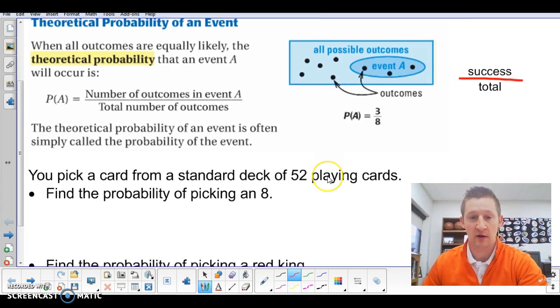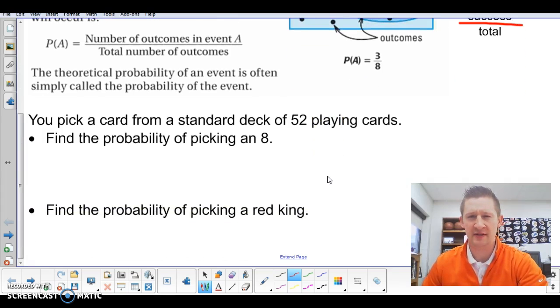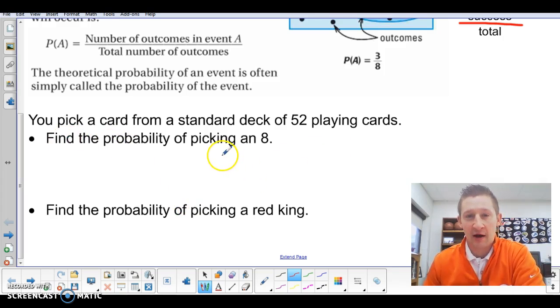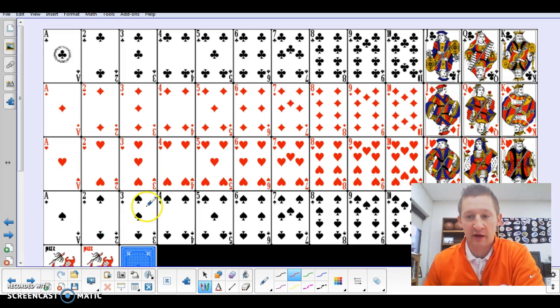A lot of times when we deal with probability, we're going to be looking at cards. The first question says, you pick a card from a standard deck of 52 playing cards. What is the probability of picking an 8? Now, some of you may not be super familiar with cards, so I'm going to take a look at this diagram briefly. This shows all the cards in a full 52 card deck. The jokers don't matter to us, so don't worry about those. We've got 52 cards usually.